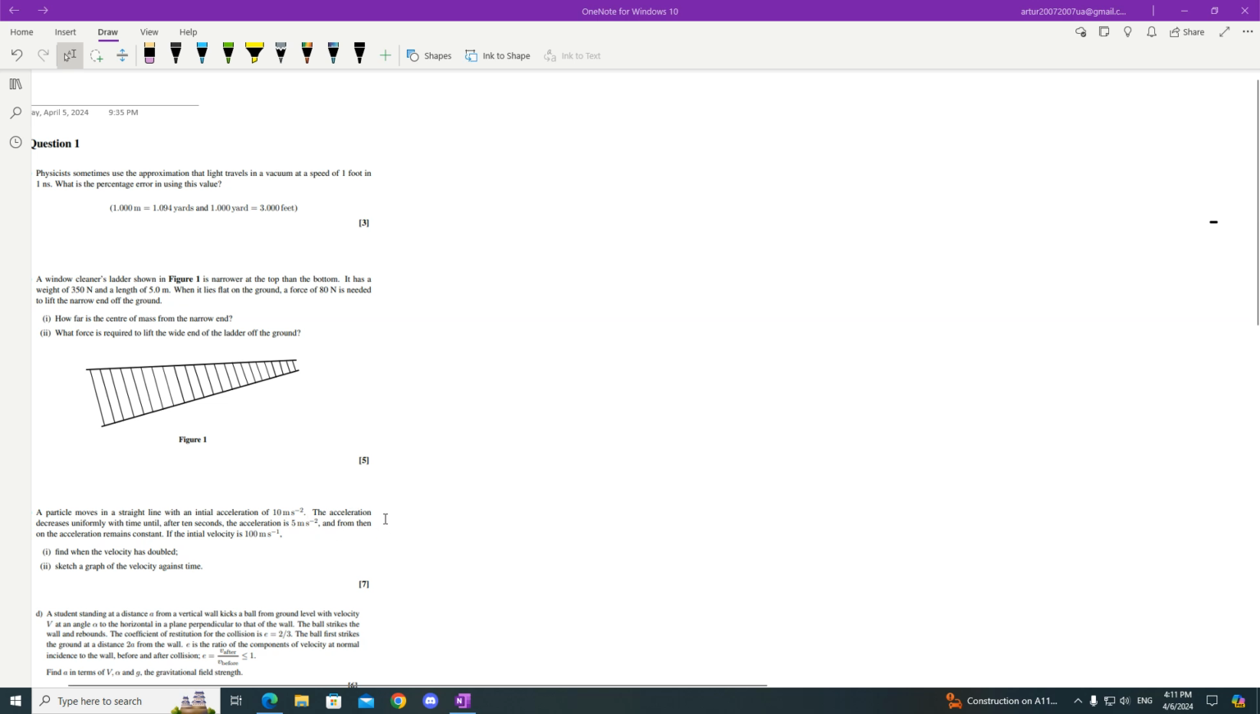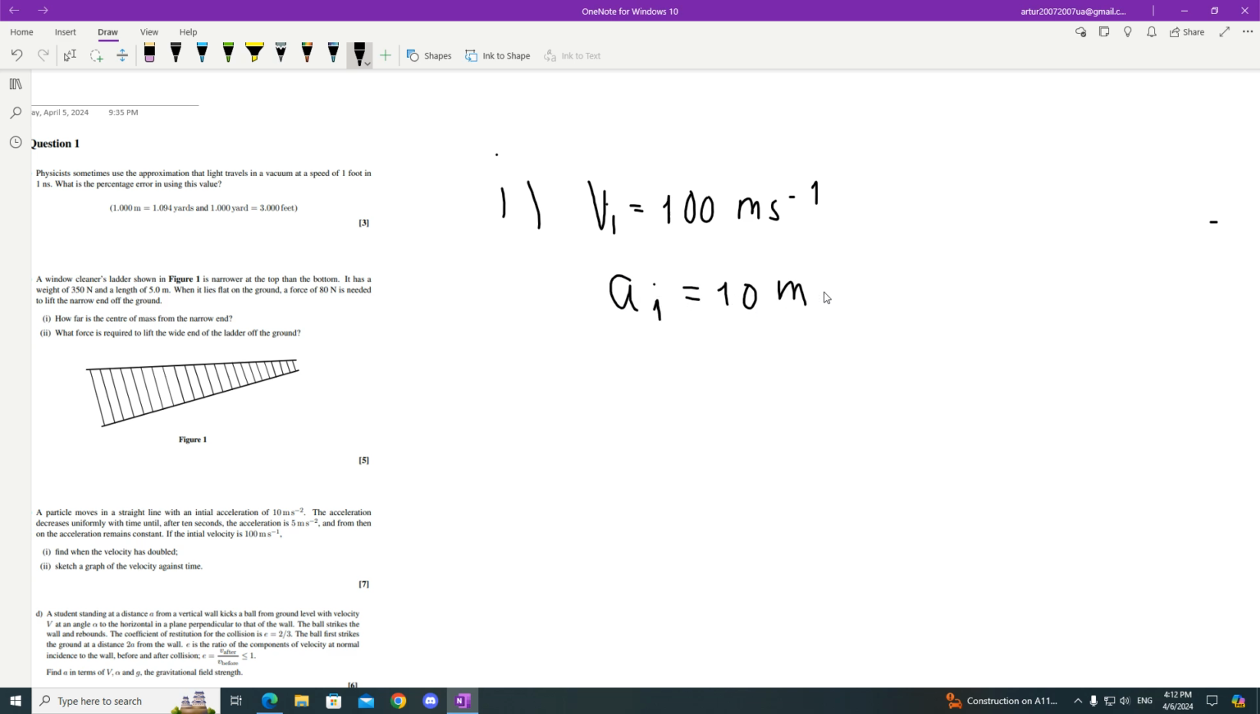The acceleration decreases uniformly with time until after 10 seconds the acceleration is 5 meters per second squared, and from then acceleration remains constant. Initial velocity is 100 meters per second. So let's write down all variables. Initial speed is 100 meters per second. Initial acceleration is 10 meters per second squared. Final acceleration is 5 meters per second squared.